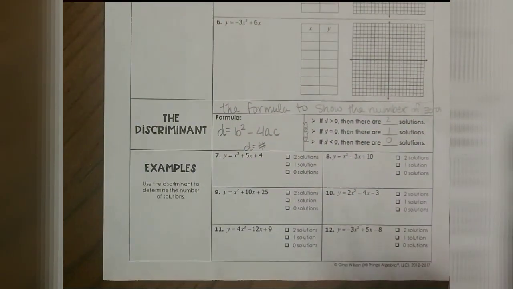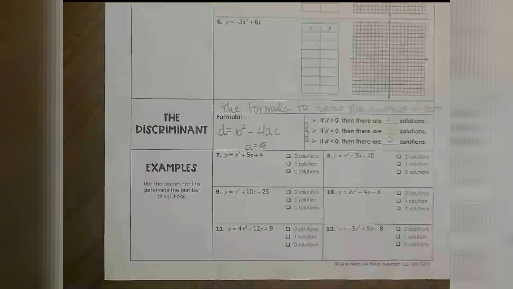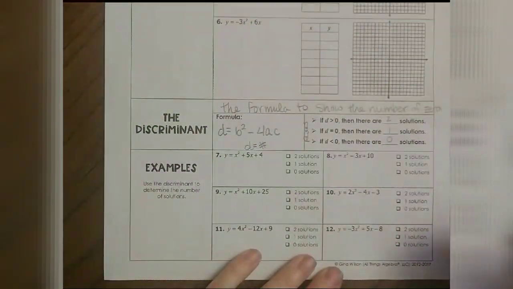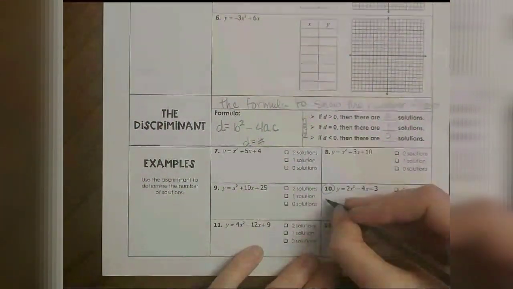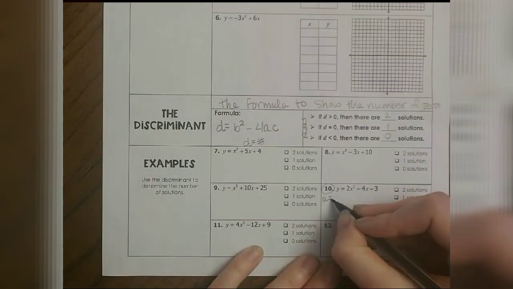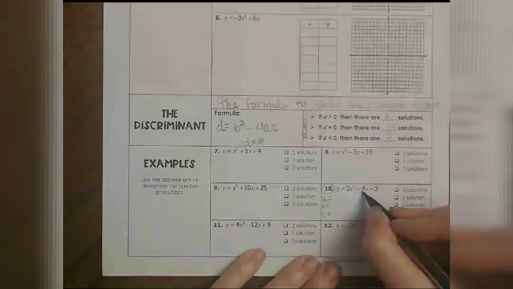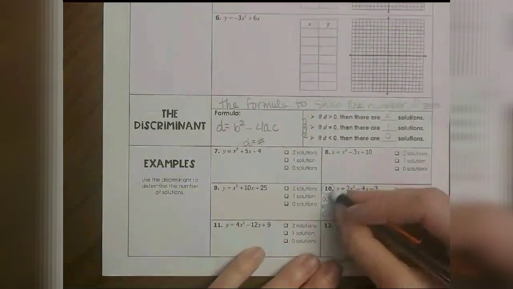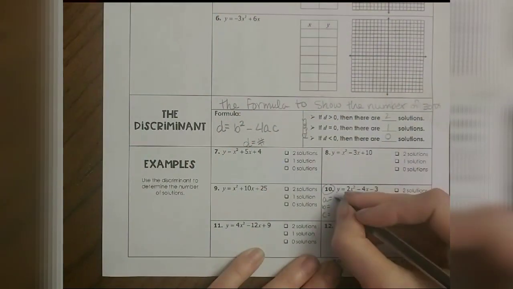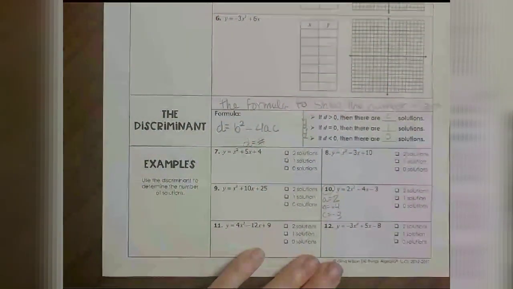Don't forget. So I'm going to try one of these. You can try it ahead of me, see if you can get the same solution numbers that I do. I'm going to do number 10. So if you want to pause here, get that discriminant, now would be a good time. So the first thing I'm going to do is I'm going to find A, B, and C so that I can plug those in. A, B, and C. So A is 2, B is negative 4, and C is negative 3.